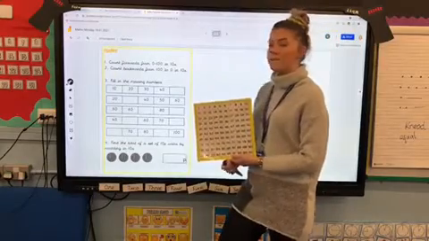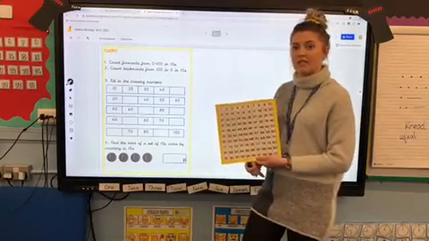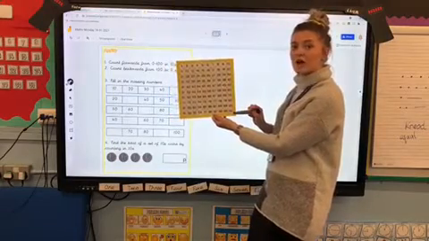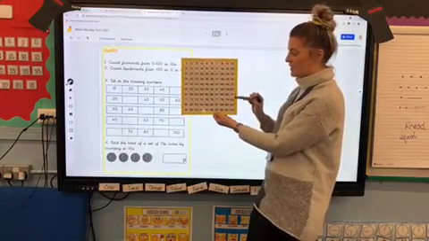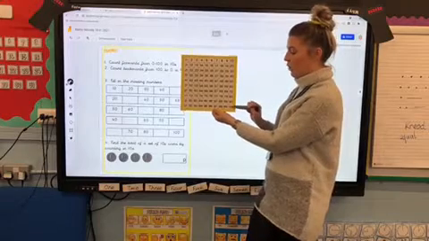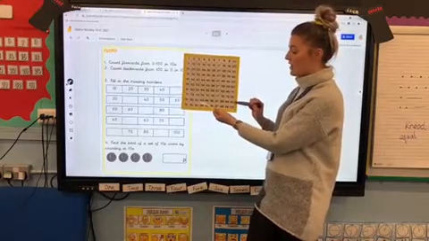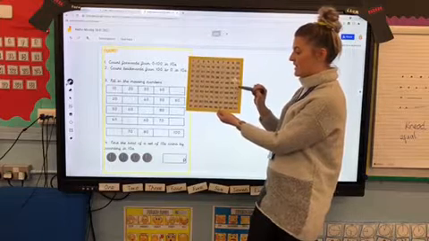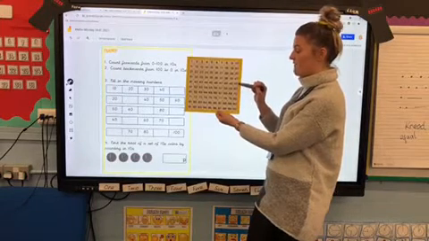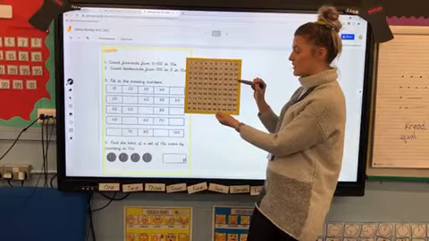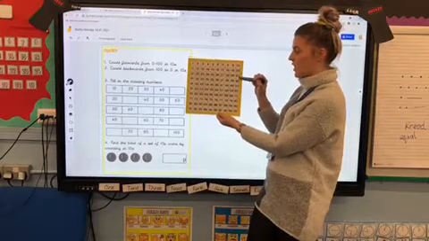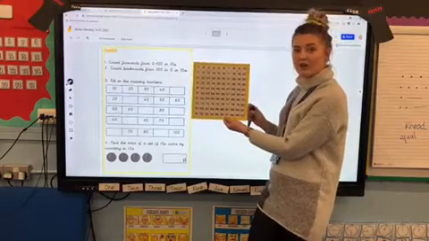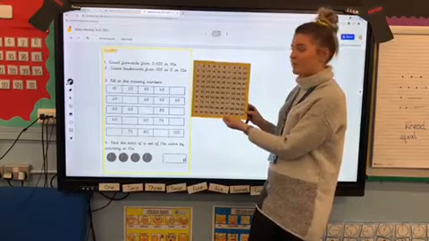Now when we count backwards, the numbers get smaller. So this time, I'm going to start on 100 and count backwards. 100, 90, 80, 70, 60, 50, 40, 30, 20 and 10. Now you have a go at home as well.